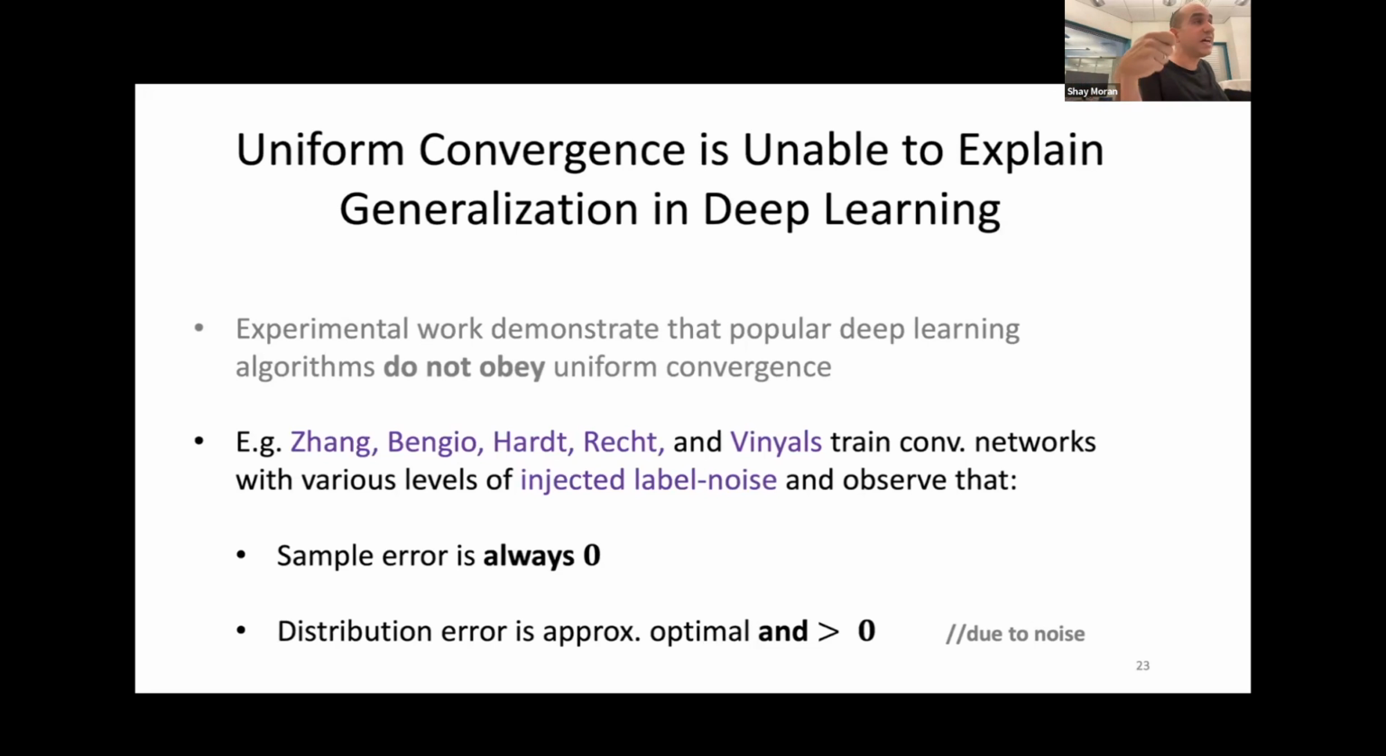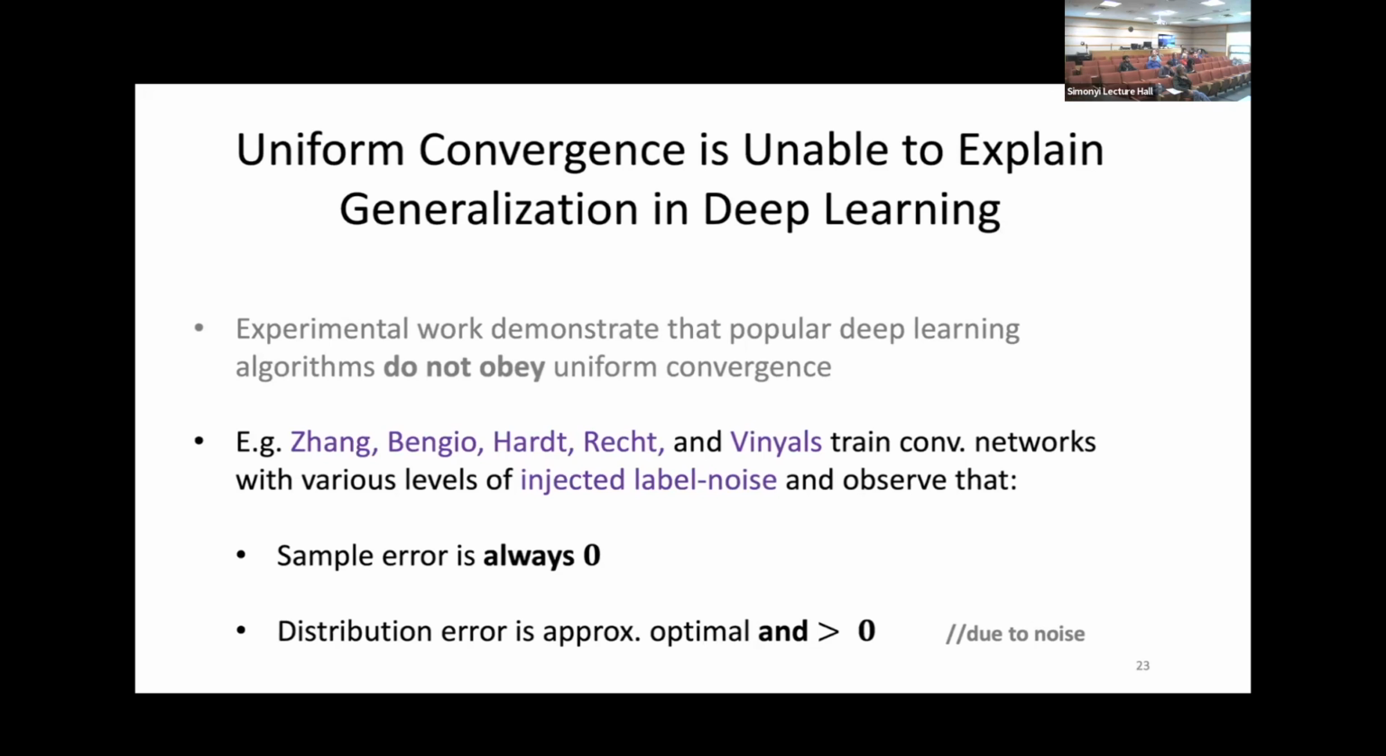However, the test error was also always optimal, right? So optimal means that every classifier errs with probability p times 9/10 or something, and this was approximately the error of the neural network that they trained.